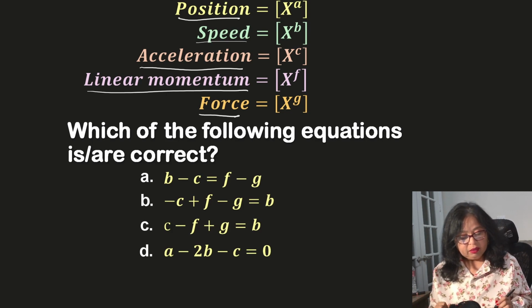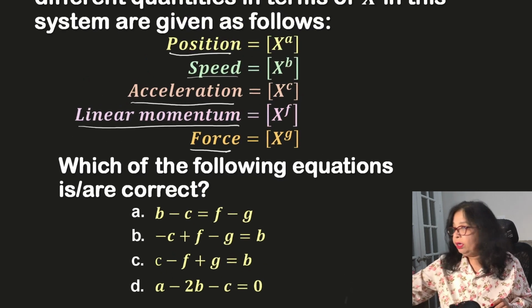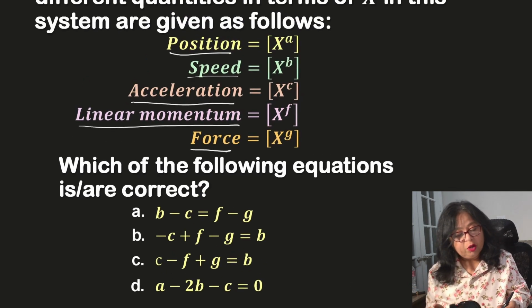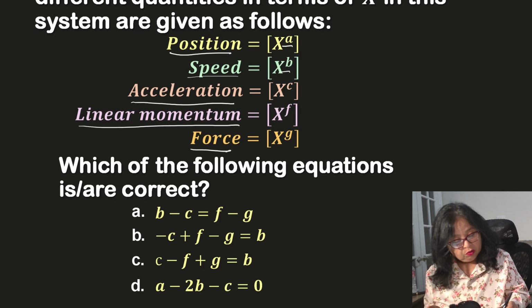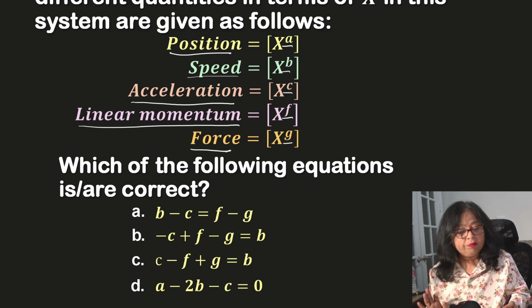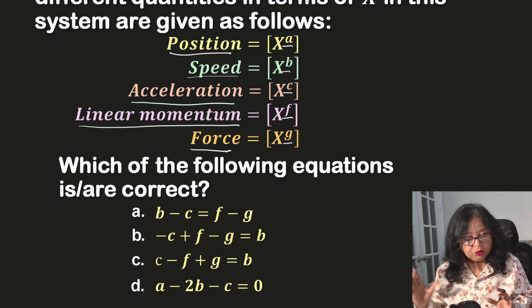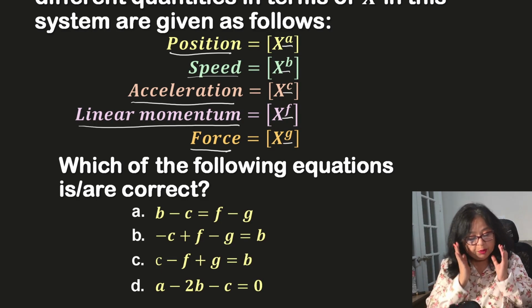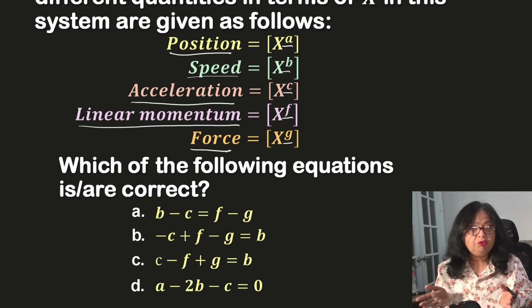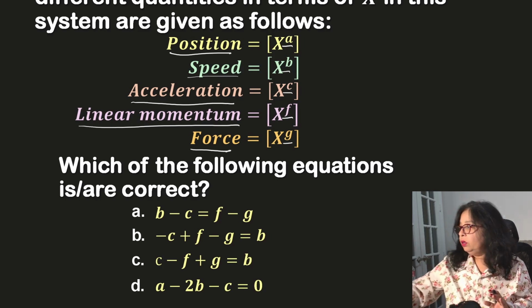So look at these four equations given to you and you will see that these equations are in terms of the exponents of x. So you can see for yourself that a, b, c, d, e, f, and g are exponents of x for all these physical quantities given. So we need to see if these relationships between exponents are true or not. So what do you think you should do?